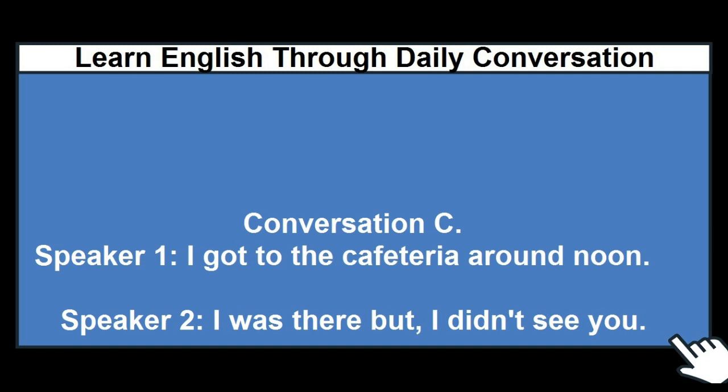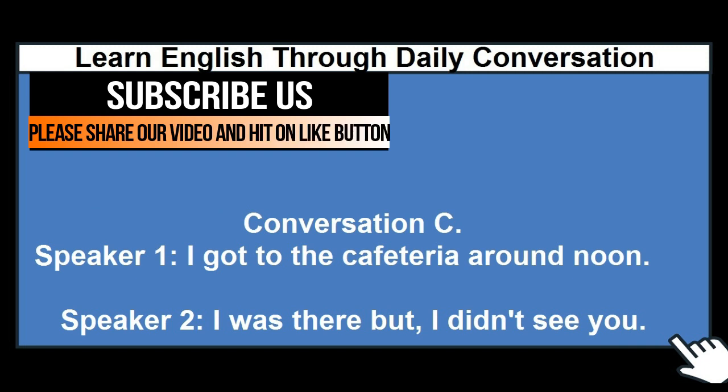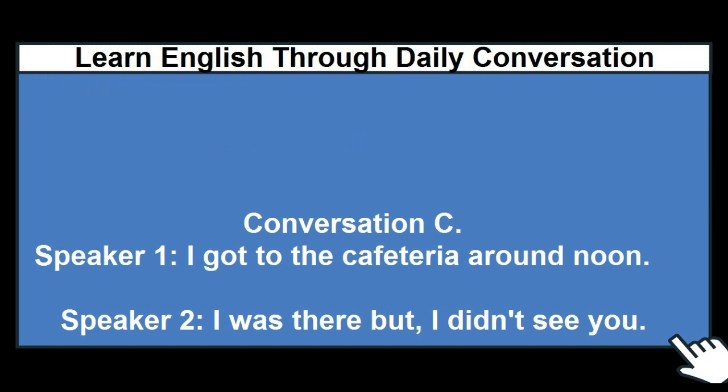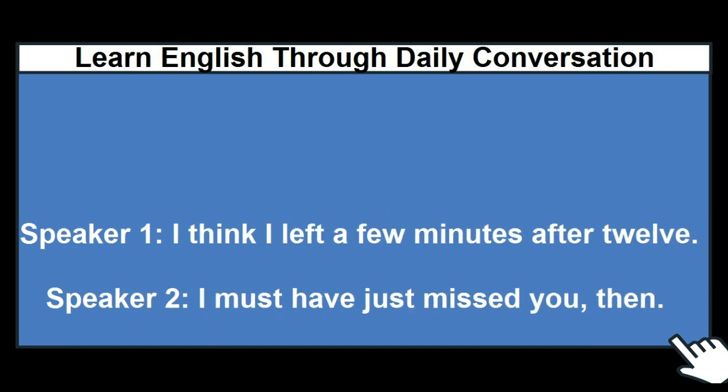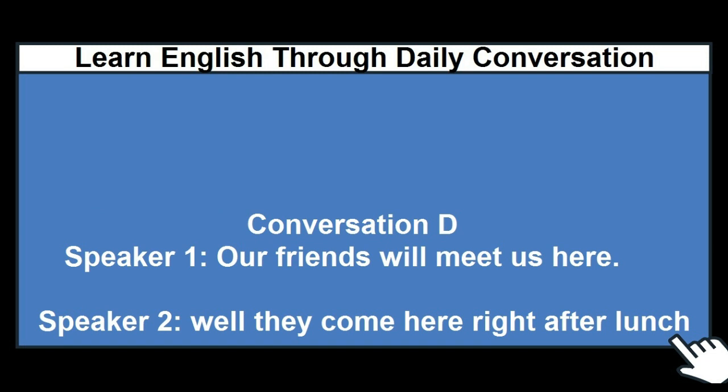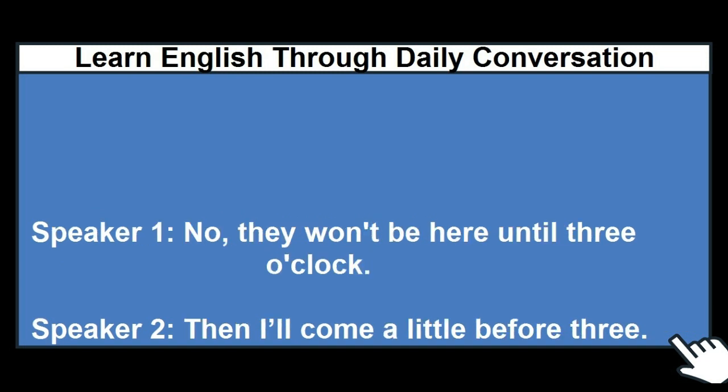Conversation C. Speaker 1: I got to the cafeteria around noon. Speaker 2: I was there, but I didn't see you. Speaker 1: I think I left a few minutes after 12. Speaker 2: I must have just missed you then. Conversation D. Speaker 1: Our friends will meet us here. Speaker 2: Will they come here right after lunch? Speaker 1: No, they won't be here until 3 o'clock. Speaker 2: Then I'll come a little before 3.